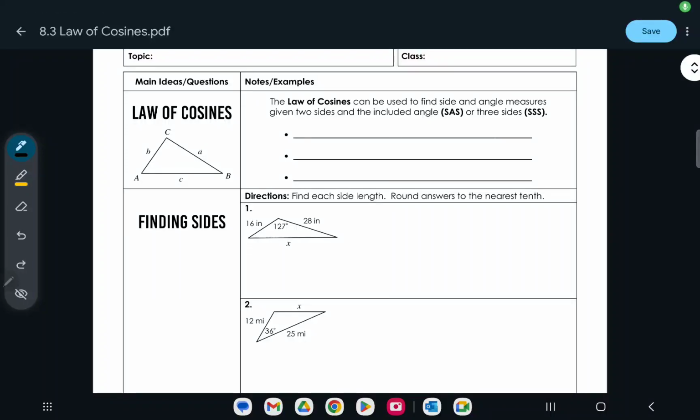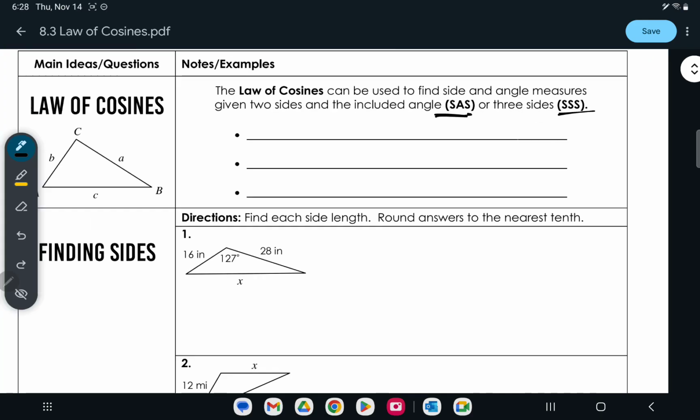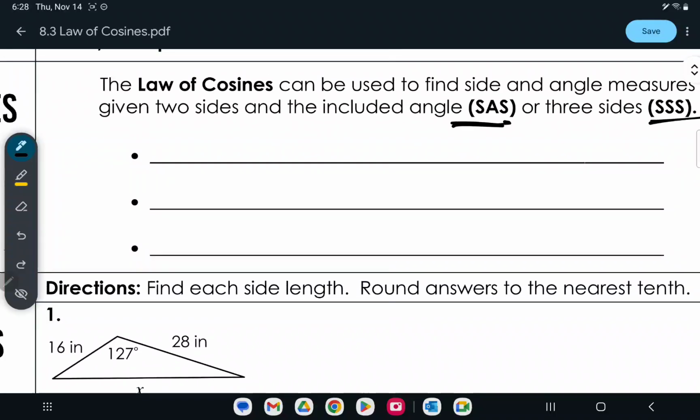Look at the law of cosines. We can use these to find sides and angle measures if we are given side-angle-side or three sides. I'm going to give three formulas. They're all the same thing. It's just rearranging the letters.